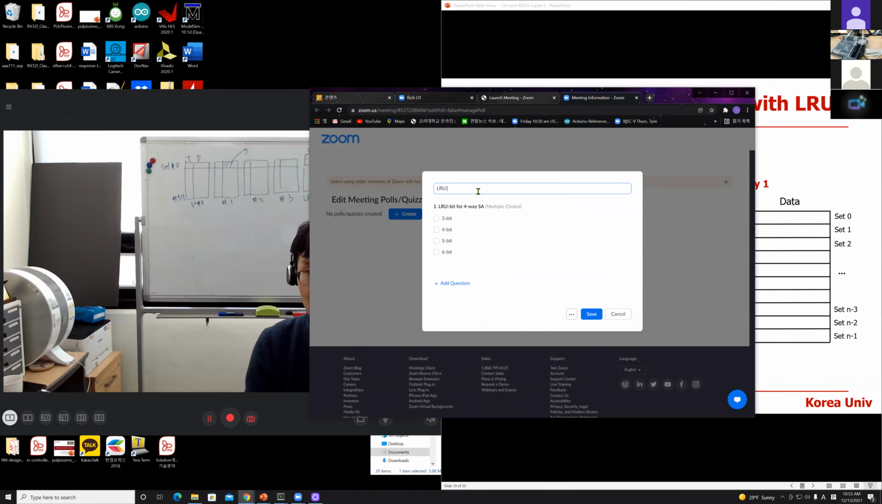You know what the answer is? The answer is 5-bit. So why is that? You need to figure out how many different access patterns, access histories are present.